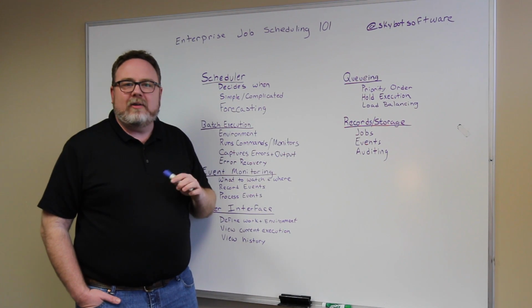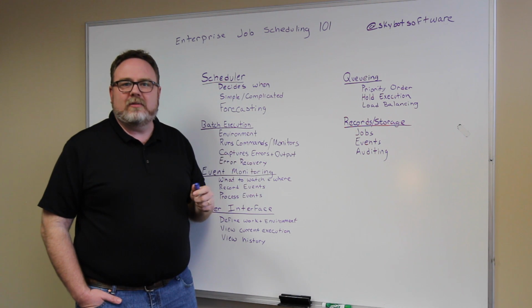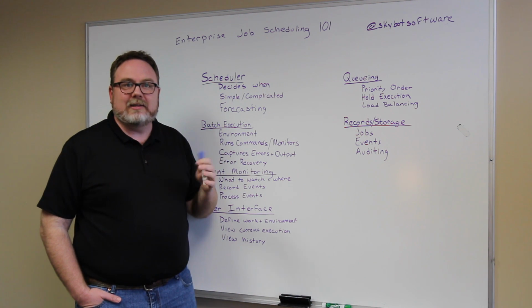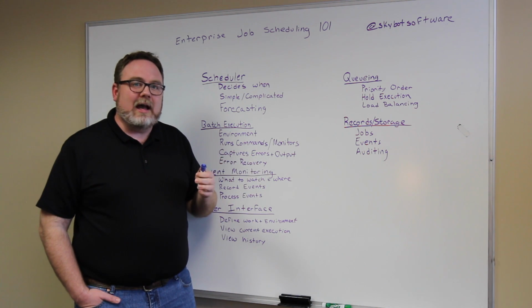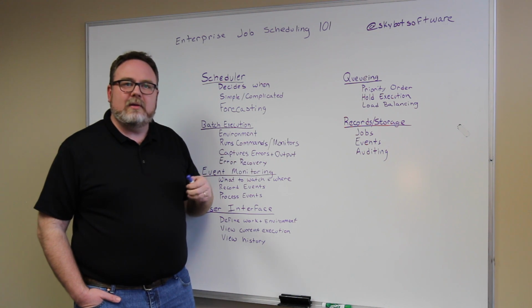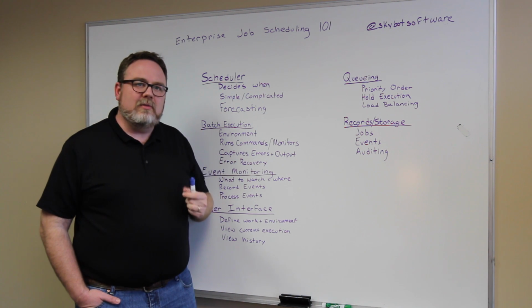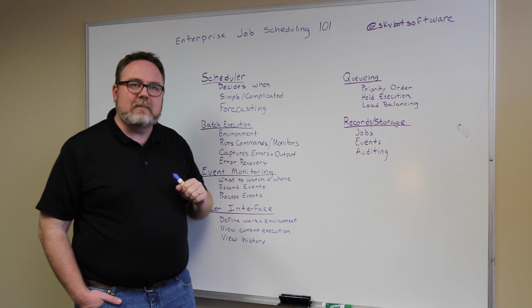All right, the last piece is records and storage. So everything that you're defining, your jobs, your environments, things like that, all needs to be stored. It needs to stay in storage, not disappear. It's nice if it can be backed up via a high availability server. Another thing that you're going to be storing, all of your events, you want to keep all of that in there, as well as your history for your jobs.